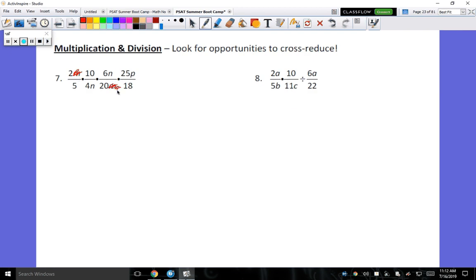Immediately, the m's go away. And then I see a 4 and a 5, which is 20. And I can do 10 and 2, which is also 20. I see 6 and 18, which goes to 3. And finally, I see n and n are canceled. And the last thing to reduce is the 25 and 20, and I'm dividing each of them by 5. I now have 4 terms: 5, a p, a 4, and a 3. Nothing else reduces and cancels, so I'm left with 5p over 12.